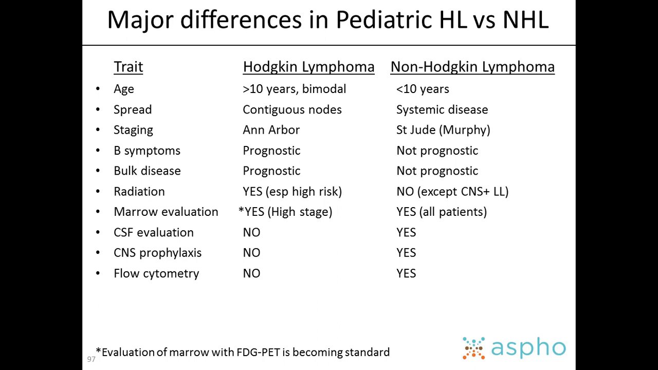We do evaluate the marrow for Hodgkin lymphoma, but we use a PET scan for it. For non-Hodgkin lymphoma, marrow evaluation is standard for all patients. Hodgkin lymphoma, we do not evaluate the CSF. We don't do CNS prophylaxis. And flow cytometry tends to not be part of the diagnostic workup, but all of those are important for the workup of non-Hodgkin lymphoma.